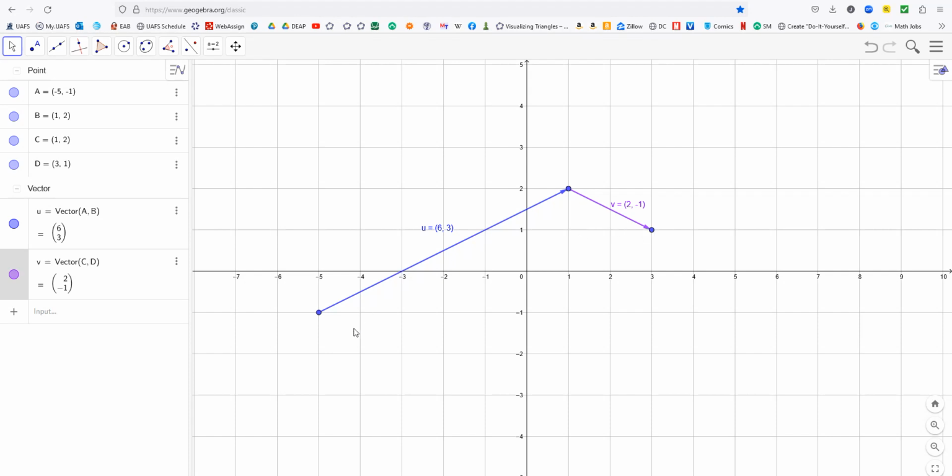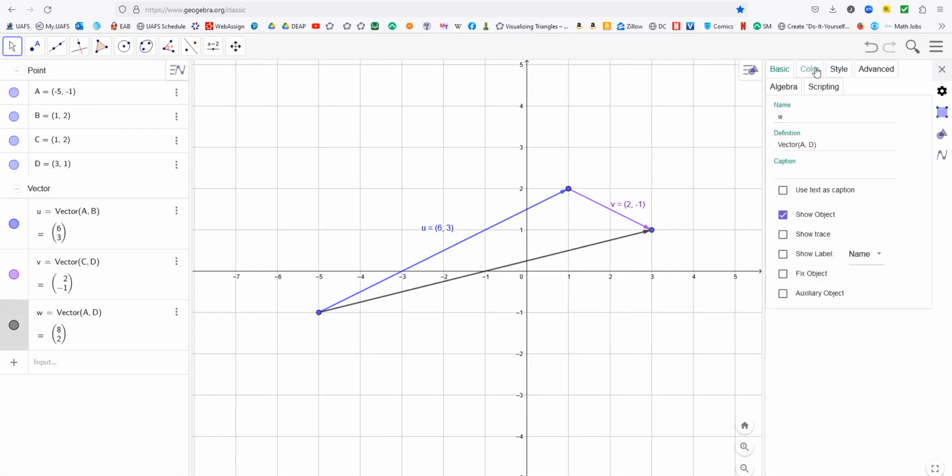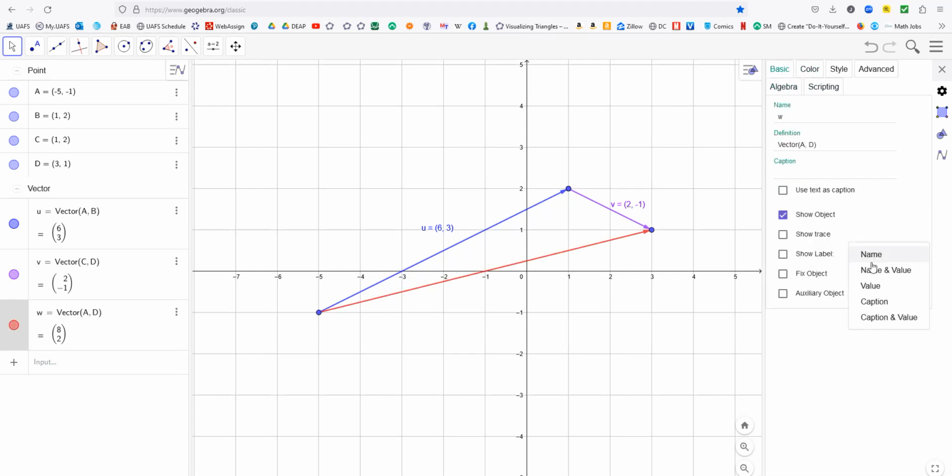Okay, so it is composition. If you remember composition of functions, the output of one step becomes the input for the next step. So the resulting vector is the vector that's going to go from here to here. And so that is our resulting vector, this red one here. Let's go ahead and show its name and value. It's W, but W is also U plus V.